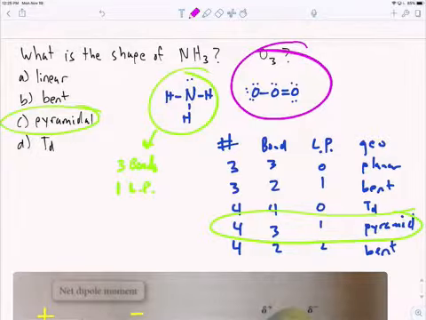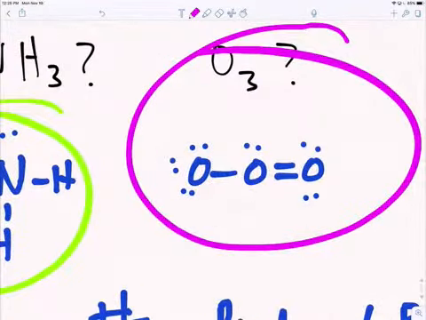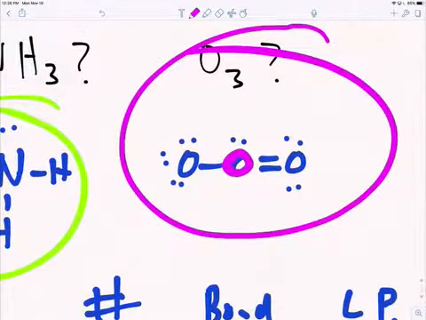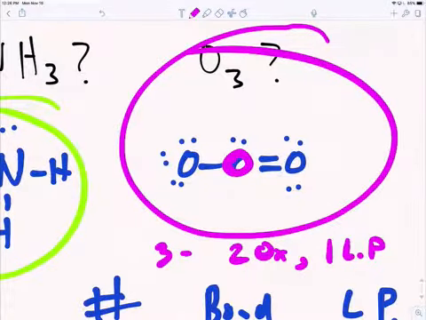let's look at ozone. So how many things are around ozone, or the oxygen? Let's look at this central oxygen atom. How many things are around it? So there are 3 things. There are 2 oxygens and 1 lone pair. So the single and double bond doesn't matter. It just sees 2 bonded oxygens and a lone pair. So do you guys see that?